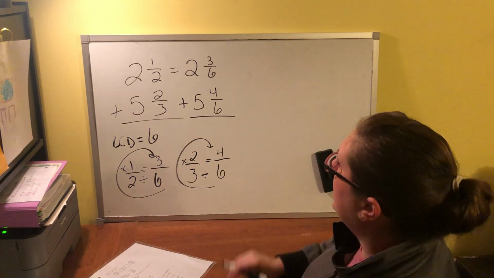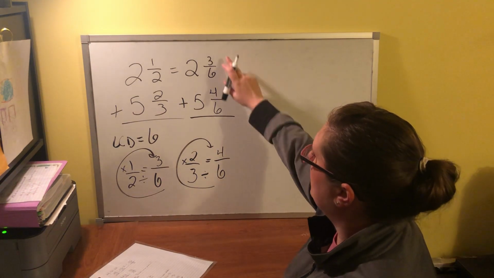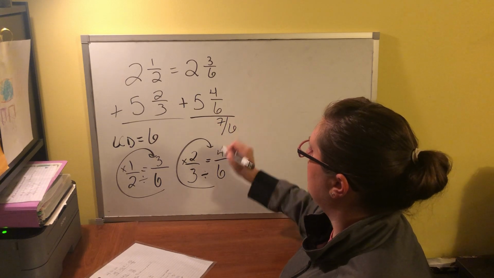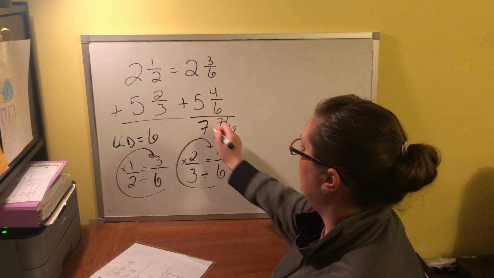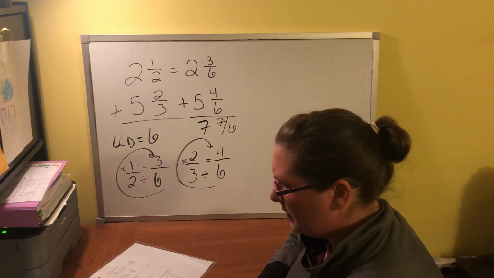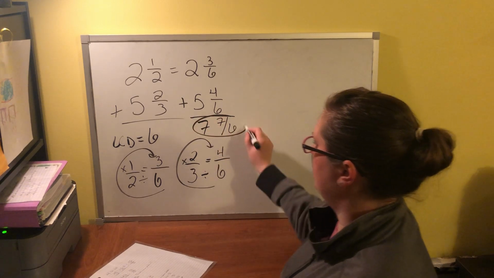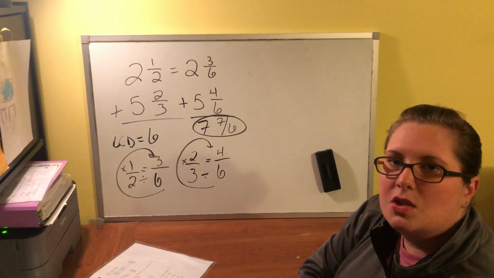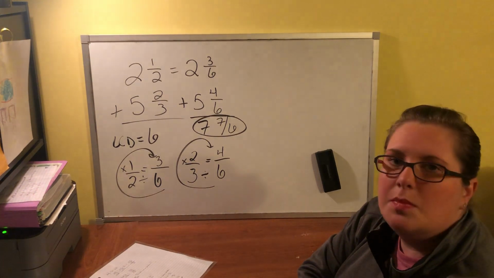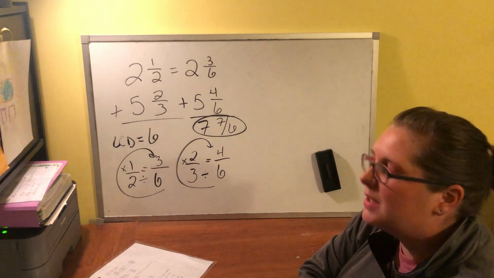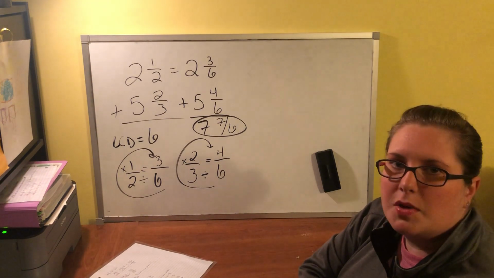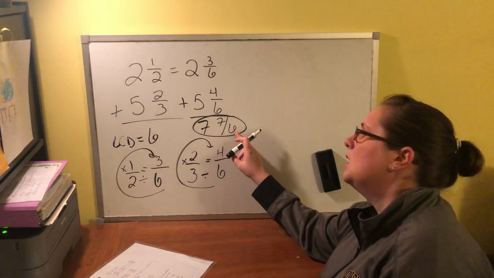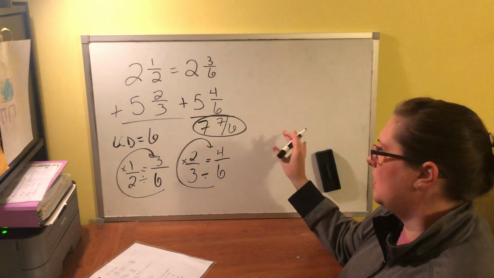Now I can add 3/6 plus 4/6. Well, 3 plus 4 gives us 7, stays over 6. 2 plus 5 is 7. So we haven't dealt with this yet, that improper fraction. More times than not, you're not going to be able to leave an improper fraction, especially when dealing with mixed numbers, okay? So right now that 7/6 is telling me I have more than 6 pieces, that denominator.